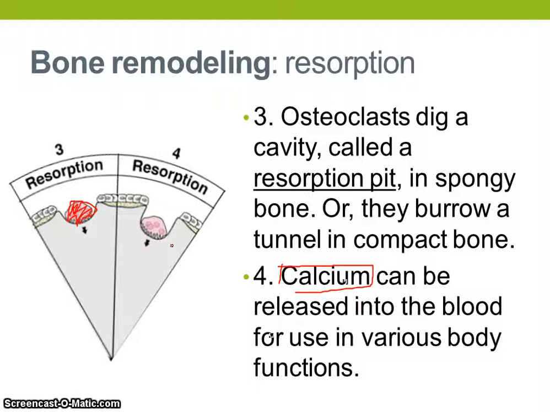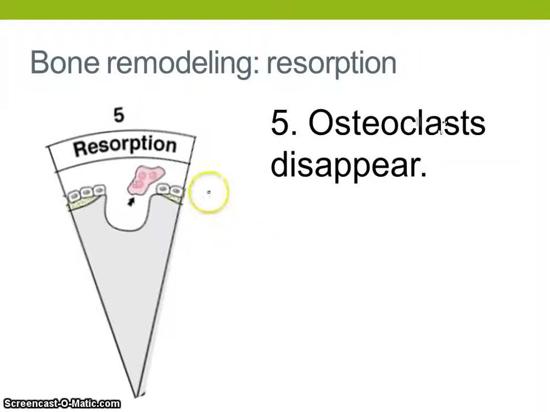So this step is called resorption. We've moved on from activation into this process of resorption, which sounds like to absorb something, and you're basically absorbing the old bone and making way for the new. And finally, here in step 5, the osteoclasts leave. How exactly they leave or disappear is not particularly important to me, just know that they go away.